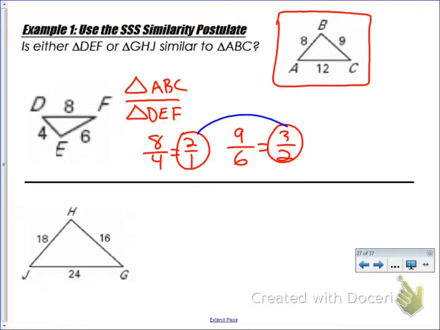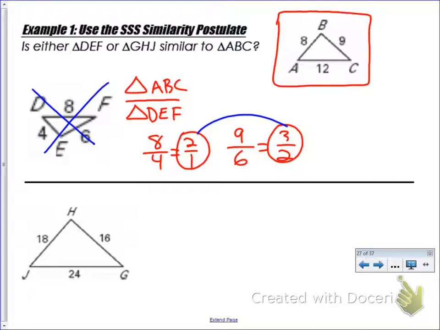So since these don't match up, we can automatically cross this one out. This one's not going to work. We don't need to test the third pair of sides. All three ratios need to be the same. Since we just have two of them right now, and they're different, we can go ahead and cancel DEF out. It's not going to work. So then we'll move on and talk about the next one, GHJ.